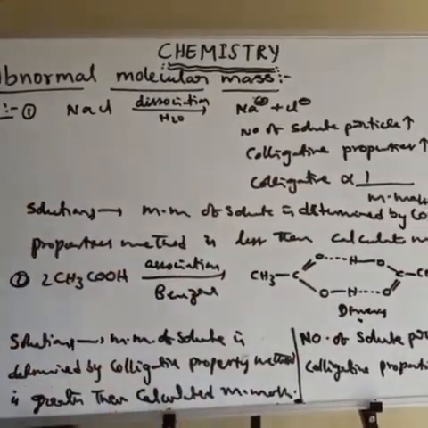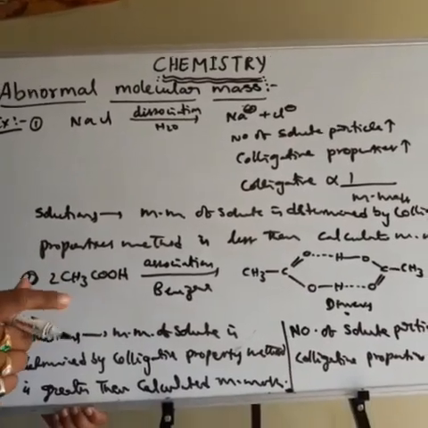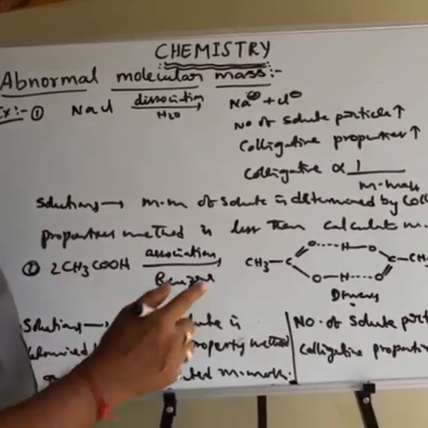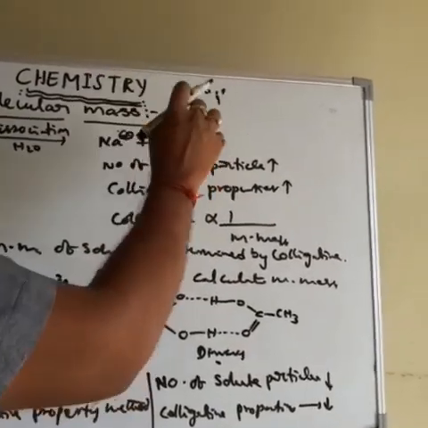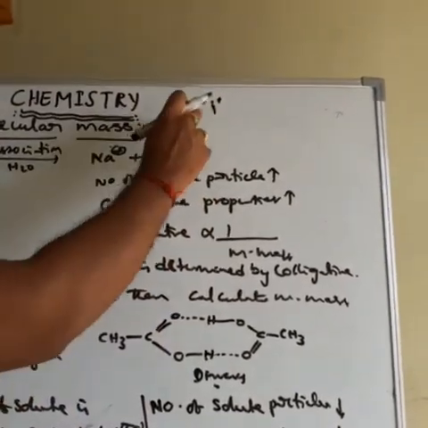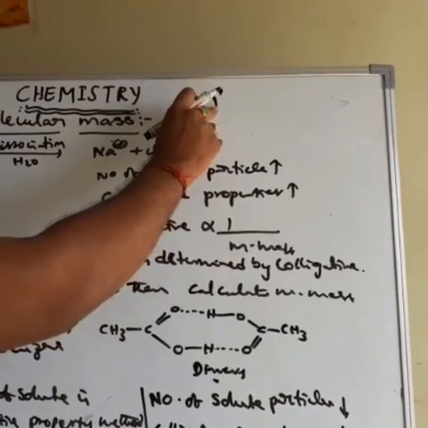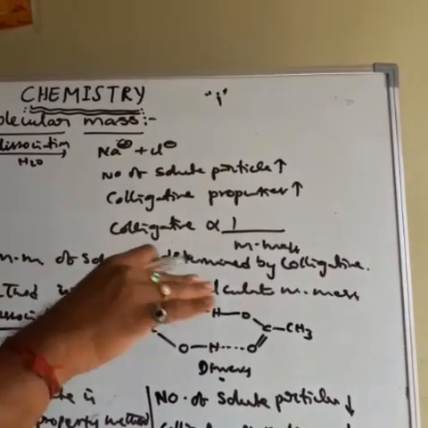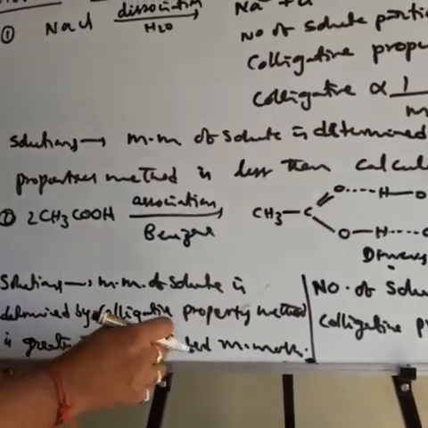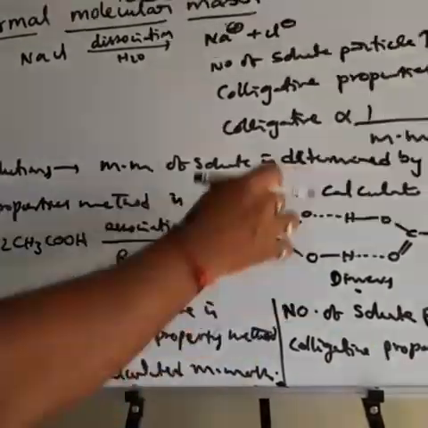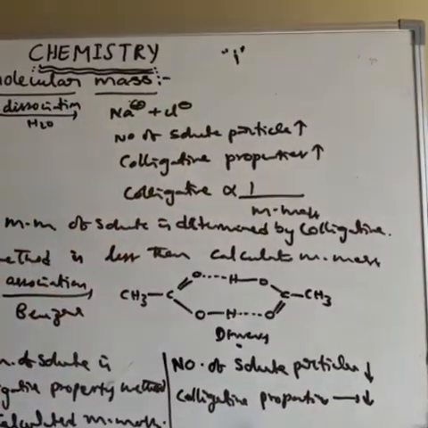Further, the scientist Van't Hoff introduced the i factor in these equations. That i factor equalizes the abnormal molecular mass, meaning the experimental molecular mass and the calculated molecular mass are equalized by the factor i. That is the next concept.